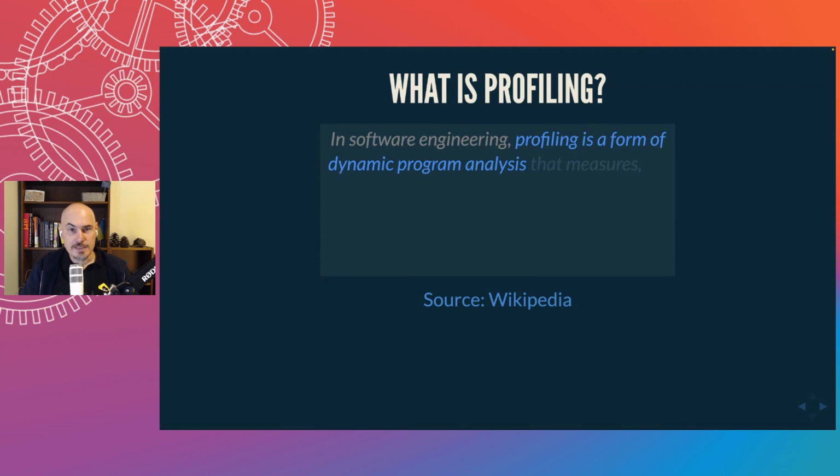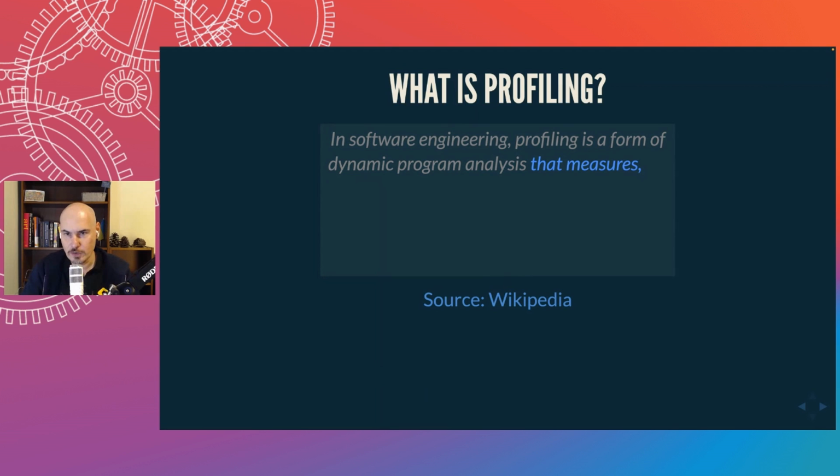Then this dynamic analysis measures something. This is also important. Program analysis can do checks. For example, in Python, they have dynamic type checking, so they check types at runtime. So it's not measurement, but profiling measures. We want to find out some characteristics of that runtime behavior.